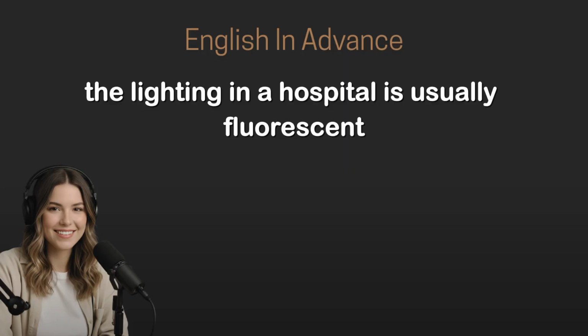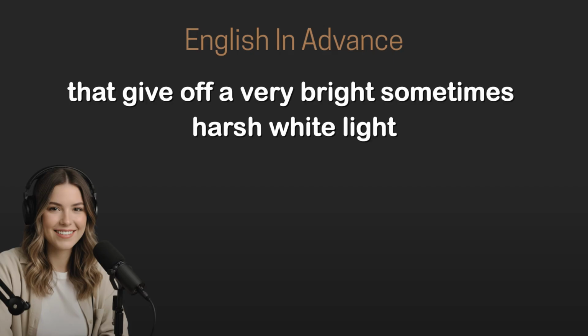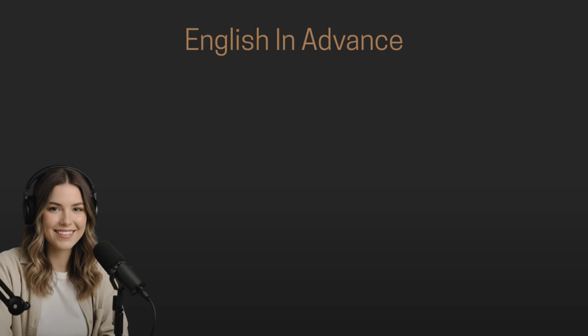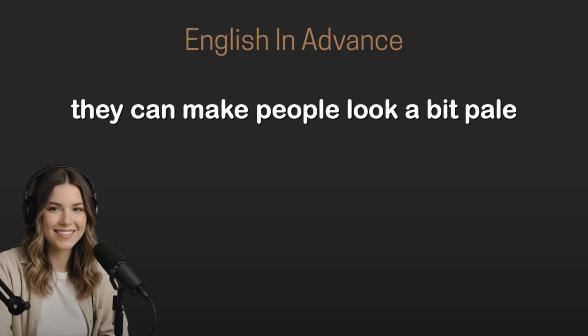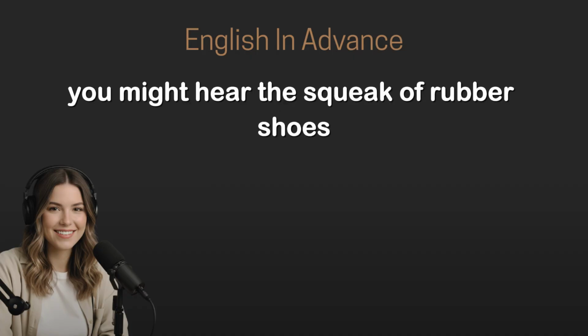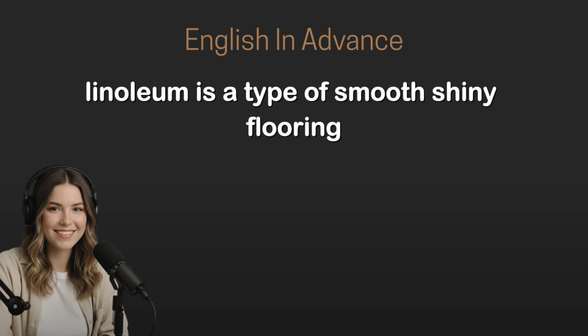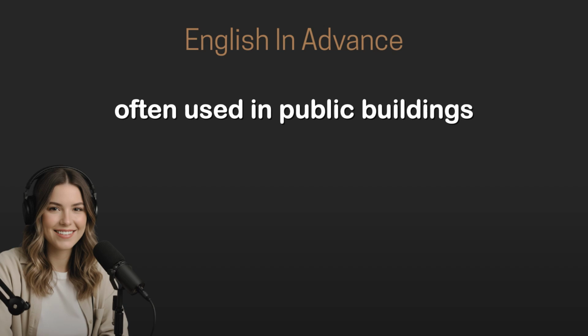The lighting in a hospital is usually fluorescent. Fluorescent lights are those long tube lights that give off a very bright, sometimes harsh, white light. They can make people look a bit pale. In the hospital corridors, you might hear the squeak of rubber shoes on the linoleum floor. Linoleum is a type of smooth, shiny flooring often used in public buildings.